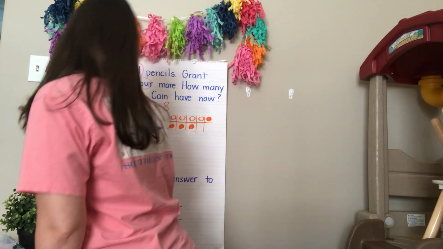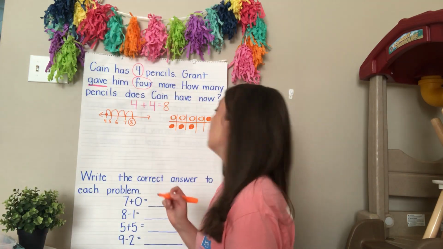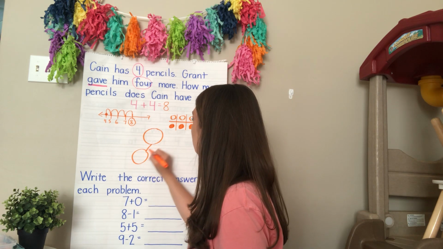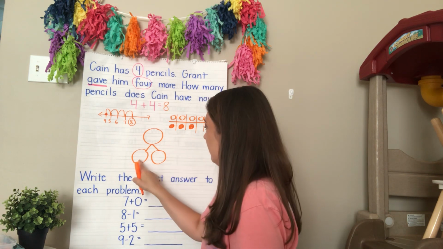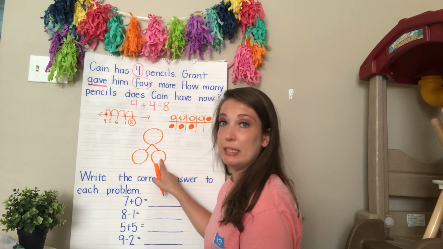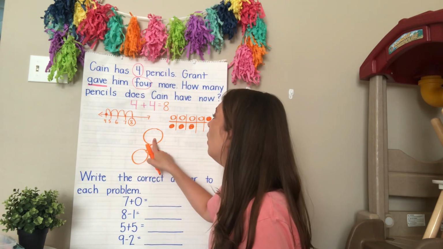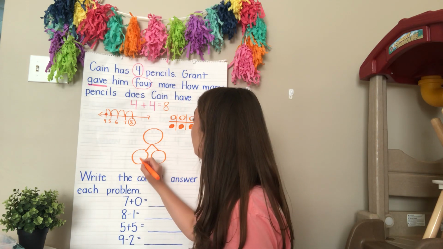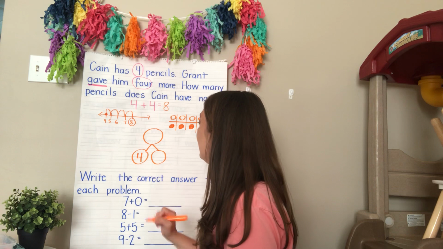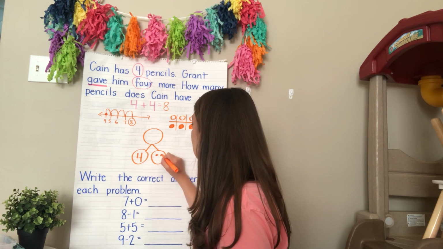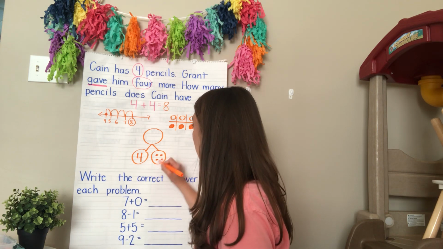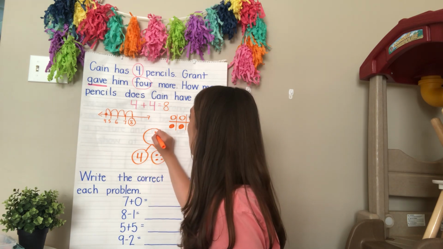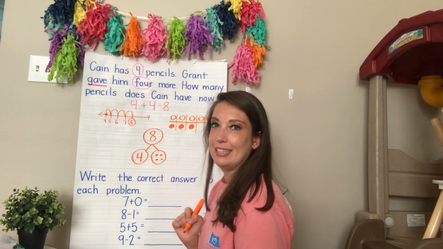All right, another way would be to use a number bond. With a number bond, these 2 circles represent the parts, and then this is the whole. We don't know the whole yet. That's what we're trying to figure out. So we put the part that we know, 4, and then I always use dots to show counting on. So 4, 5, 6, 7, 8. So the whole is 8.